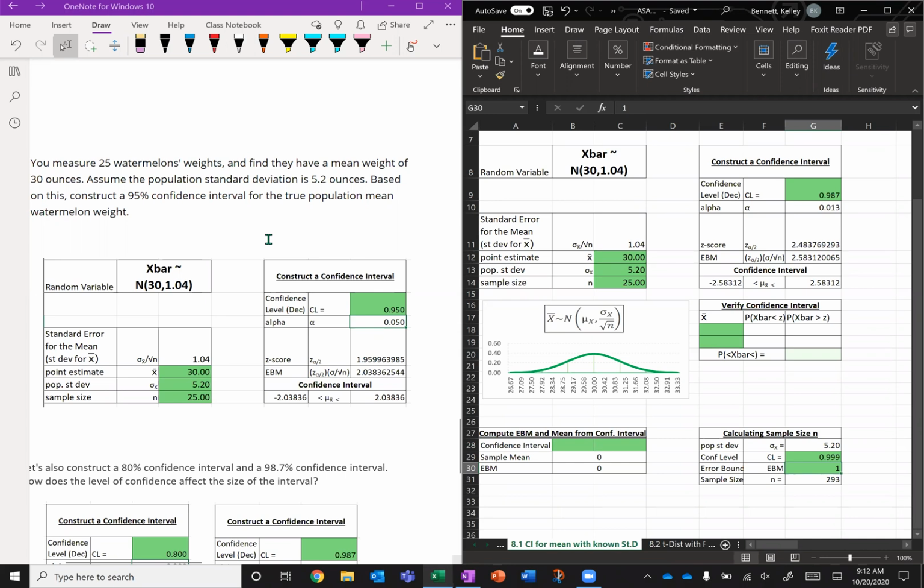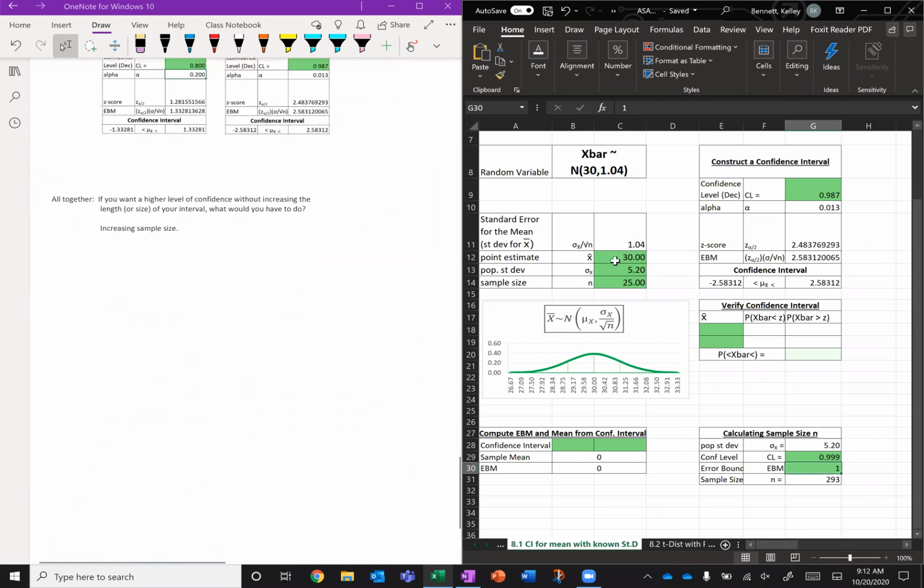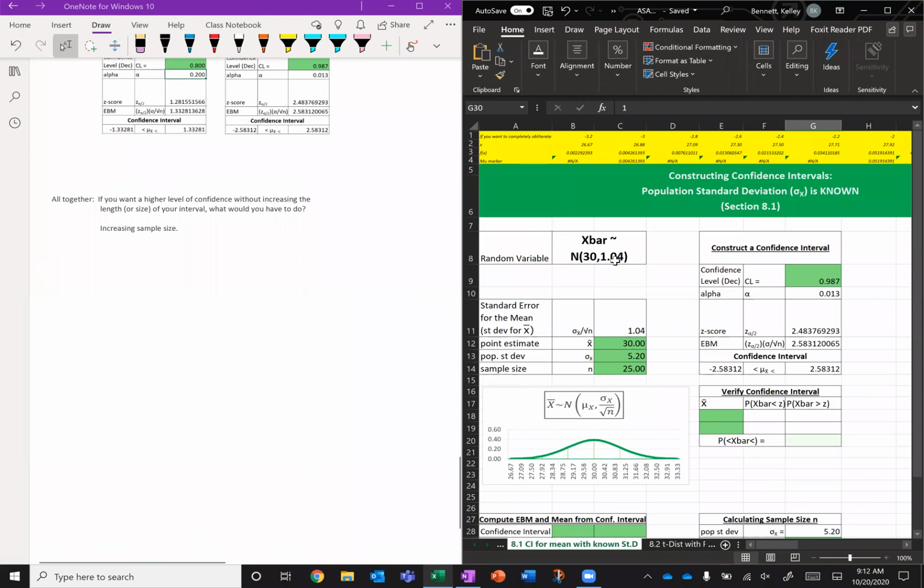That's a ridiculous number. All right, well, that does it for confidence intervals when the population standard deviation is known. I will see you next time for when the population standard deviation is unknown.